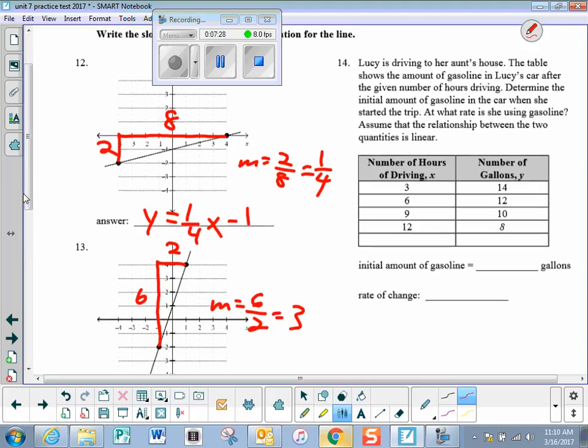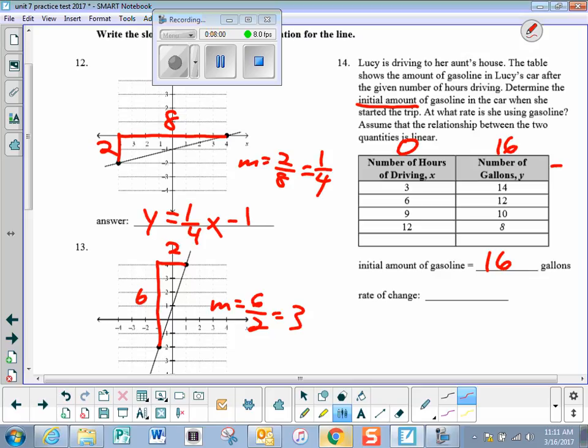Lucy is driving to her aunt's house. The table shows the amount of gasoline in Lucy's car after the given hours of driving. Determine the initial amount of gasoline. That means how much she started with. If I go back, what is the amount she started with? When the time is 0. So if I go back in my table, the table's going up by 3 hours. So if I subtract 3 to get to 0, the gasoline is going down by 2, so if I go backwards, I need to add 2. So it's 16 gallons.